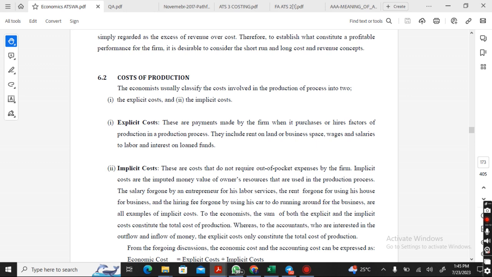These are the explicit costs. These are payments made by the firm when it purchases or hires factors of production in the production process. In accounting, we call it a direct cost. These are payments related to production, like factory workers and rent related to that aspect. This cost will involve rent on land, business space, wages and salary, labor, and interest on loan funds.